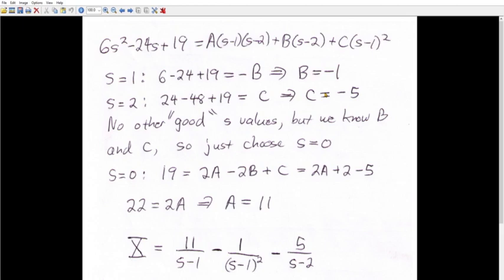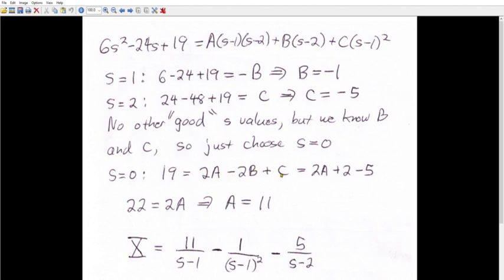Now, we're sort of out of good things to plug in terms of killing off terms. However, we know b and c, a is the only thing that remains to be determined, so let's put in a value of s that makes this relatively painless, and s equals 0 looks like as good a choice as any. So when we put it in on the right-hand side, we're going to get 19. Here, minus 1 times minus 2 times a, 2a. Here, b times minus 2, or minus 2b. And here, c times minus 1 squared, or c. So we've got 19 is 2a minus 2b plus c.